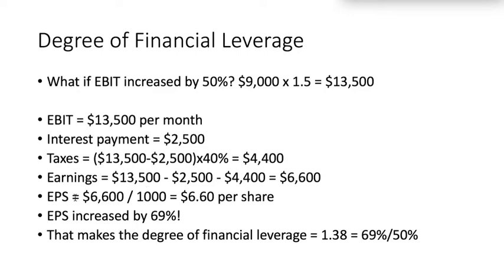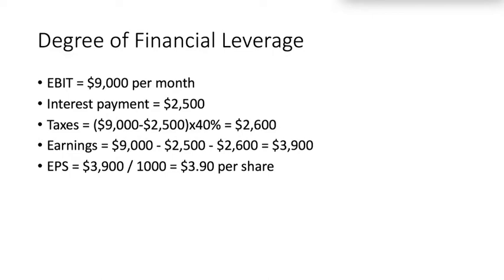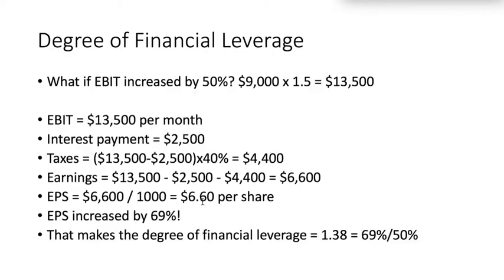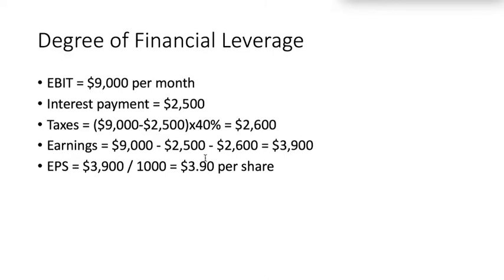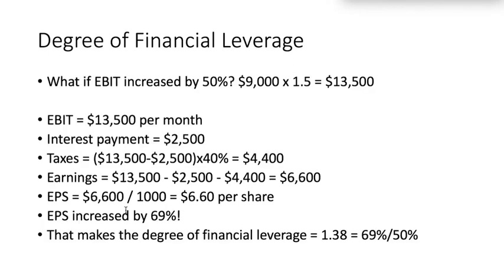EPS then is that 6,600 divided by 1,000, $6.60 per share, and so EPS then increased by 69%, right? Because 6.60 is 69% higher than 3.90. So the degree of financial leverage in this case is 69%, the amount that EPS changed, divided by 50%, the amount that EBIT changed. And that gives us 1.38.